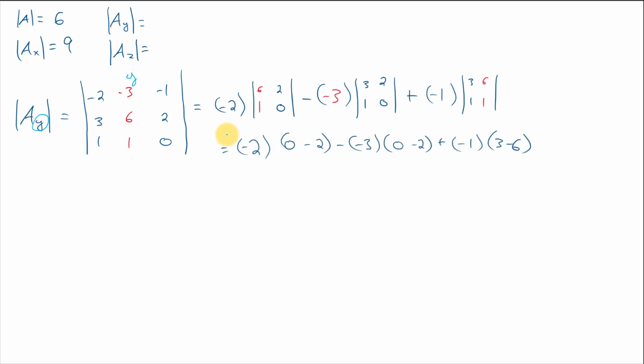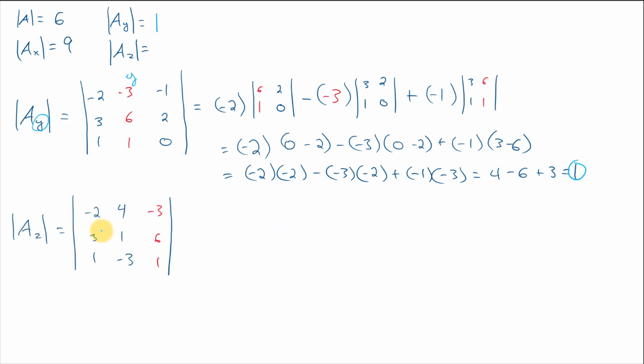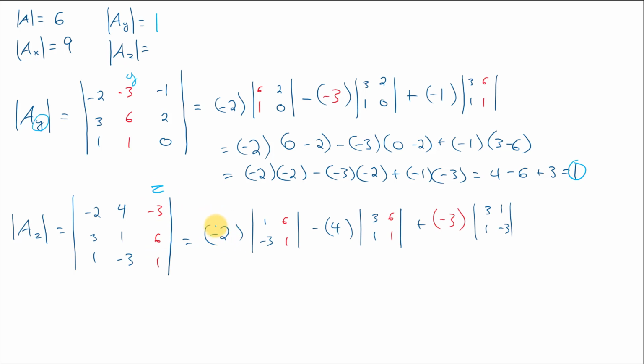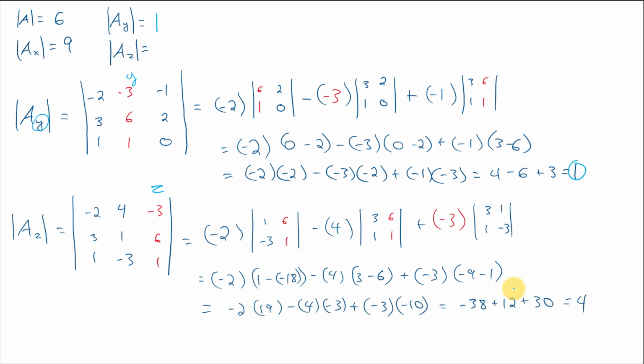Make sure you're writing this whole process down just as practice. And I get 1 for my determinant of A with y replaced. Now our last thing we have to find is the determinant of A with z replaced. So this is my z column that we're replacing with our constants. And then from there, I find the determinant of this 3 by 3 matrix, which looks like this, and it gives me a value of 4. So the determinant of A with z replaced is 4.